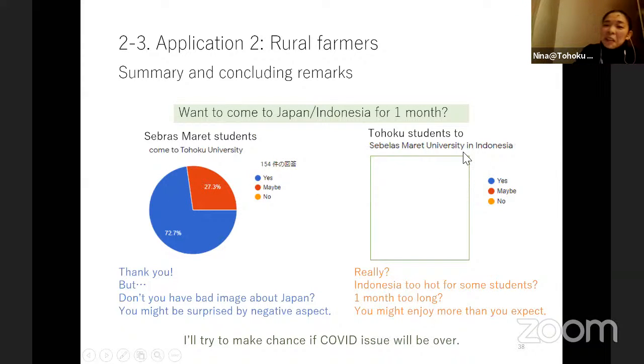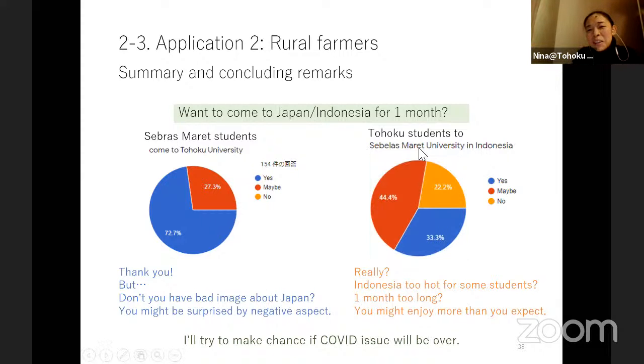And another one here. Only 9 answers, so it's a little bit biased, but here is the answer like this. A little bit different. Yes is 33%, and maybe most of them say maybe, and no is 22%. So from 9, maybe 2, 3, 4. But I guess those who said no do not like hot countries, maybe summer. Indonesia is too hot for some students, and 1 month is a bit too long. Maybe if it were 1 week, they would want to go, I guess. But even if you say no, I guess if you actually go to Indonesia, you might love it. You might enjoy it more than you expect.